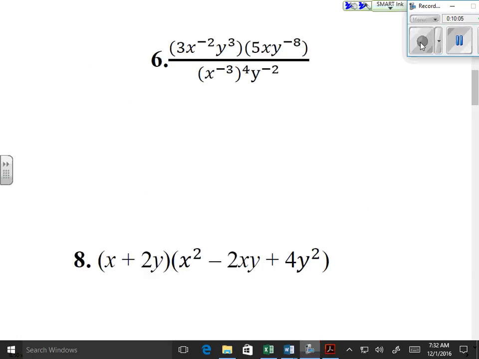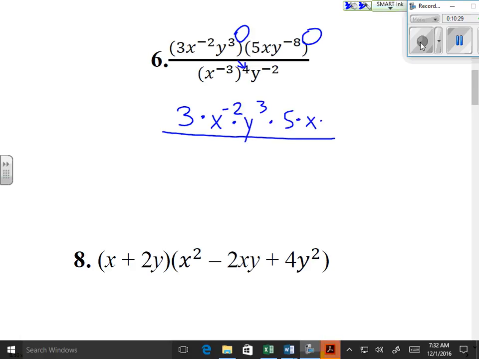On number 6, again, there's no exponents above these parentheses, but there is here. So we're going to have to address that. But since there's no exponents on the parentheses, we can just drop the parentheses and everything is multiplication. And then on bottom, we need to address this. So that's a power to a power. That'd be x to the negative 12th, y to the negative 2.